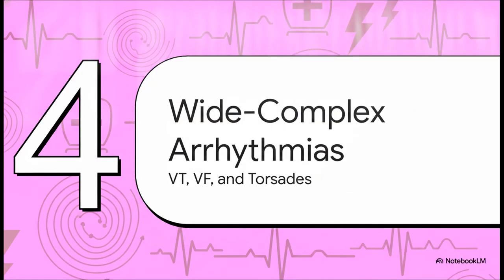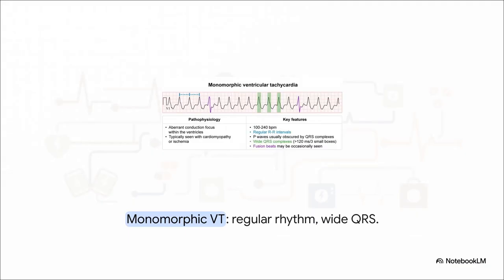Section 4. Ventricular tachycardia, VF, and torsades. This is where we enter the wide complex danger zones. What you're seeing here is monomorphic ventricular tachycardia. It's a regular rhythm with wide QRS complexes greater than 120 milliseconds.